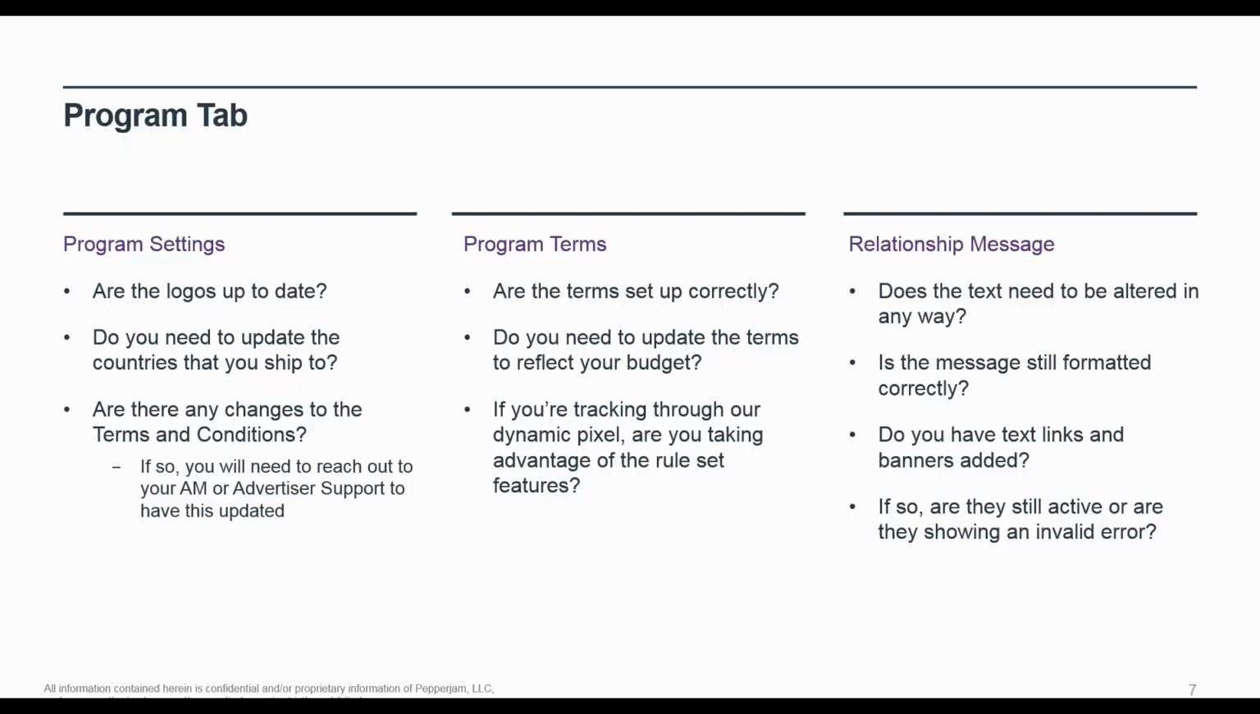Finally, you want to review your relationship message. This is the message that each publisher receives after joining your program. When looking at your relationship message, it is a best practice to send yourself a test email to ensure the email is formatted correctly and that all text links and banners are still active and showing correctly.